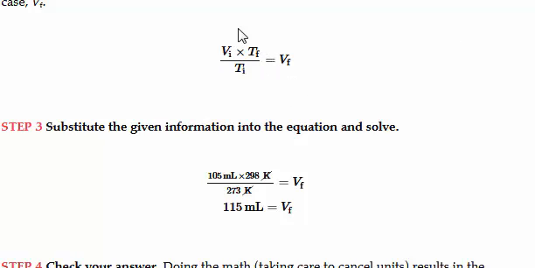So when we plug our values in, our initial volume times our final temperature divided by our initial temperature, we see our units of Kelvin cancel out. We're left with units of milliliters, which is what we're solving for. I mean, it's the physical property we're solving for, which is volume. And multiplying 105 by 298 divided by 273, we get an answer of 115 milliliters.